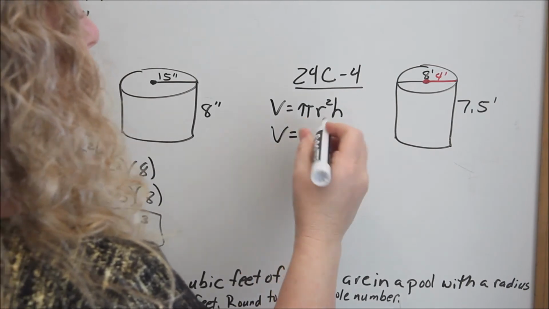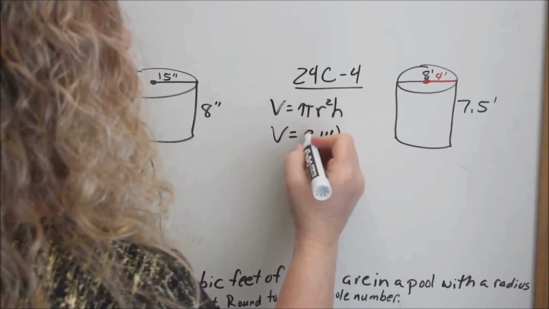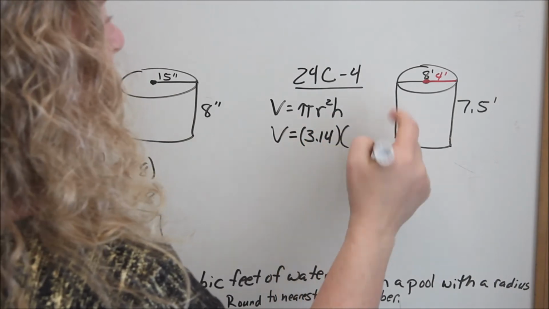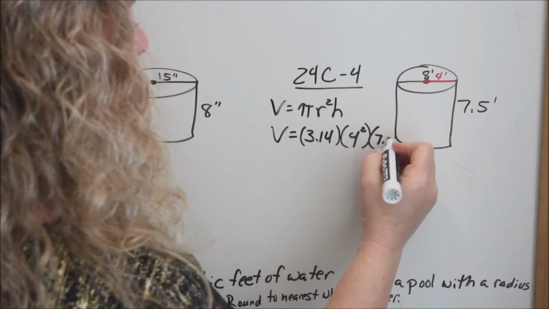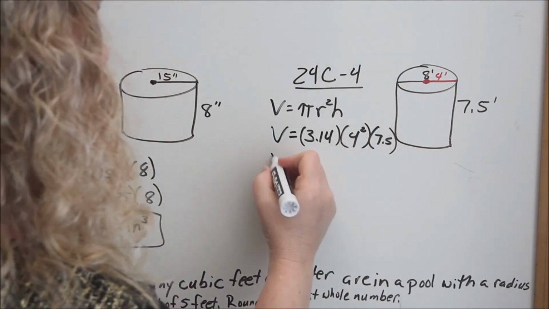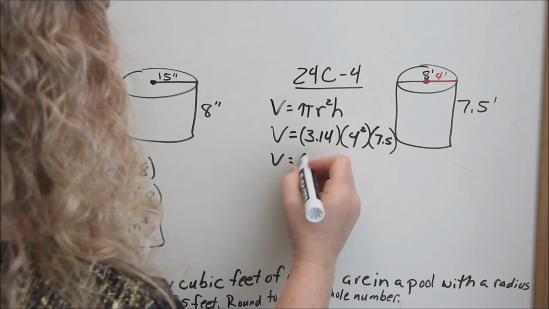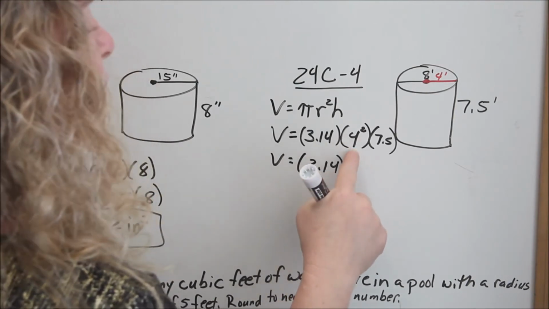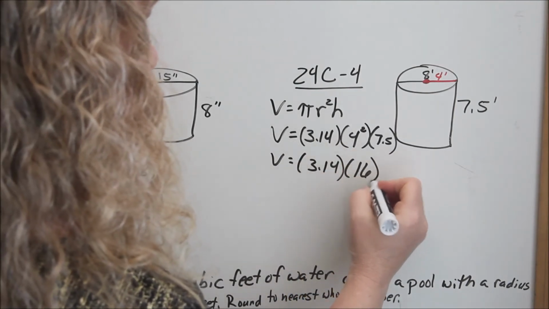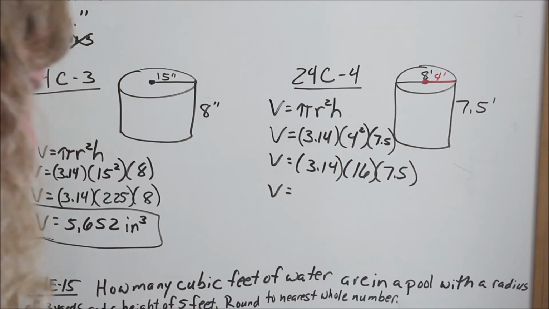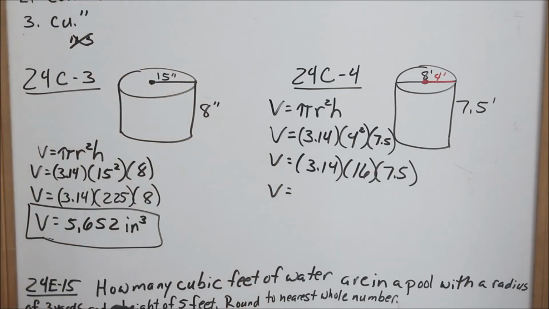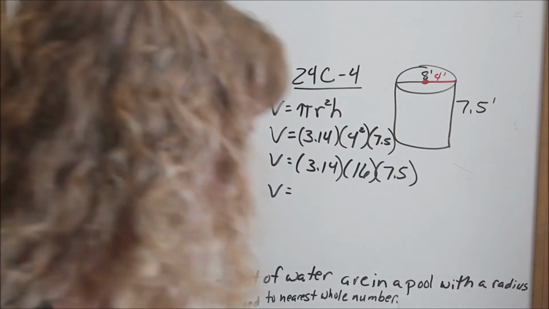So volume equals pi, which is 3.14, times the radius. Our radius is 4. That's what we need to square. Times our height, which is 7.5. PEMDAS says do your exponents first. So that would be 3.14, 4 squared is 4 times 4, which is 16, times the height. Now multiply all your numbers together. And that would be 376.8.